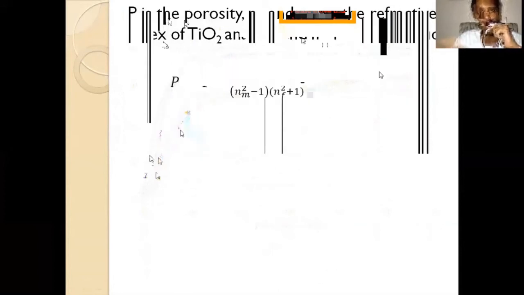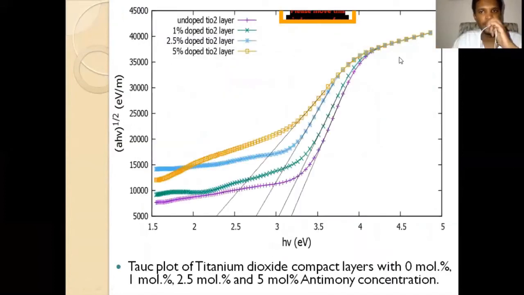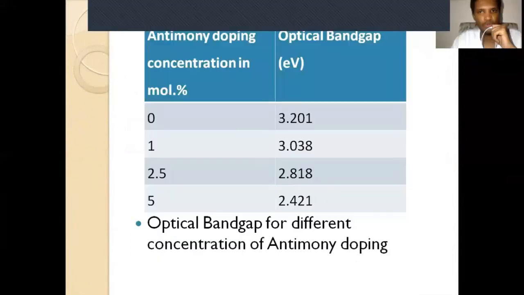From our absorbance data, next we used this to get our Tauc plot, which we used to find the optical band gap for our films. For antimony doping concentration of 0, the optical band gap was 3.201. This is the optical band gap of anatase thin films. So this was just what we expected. 3.2 was what was expected for anatase TiO2 thin films.